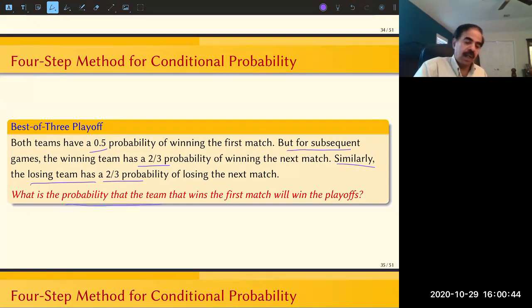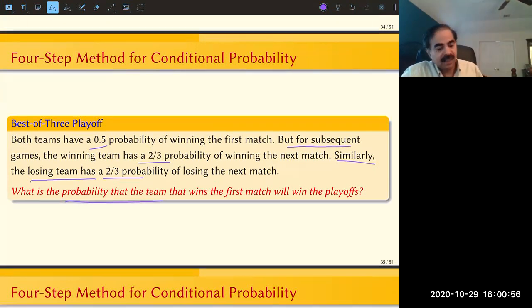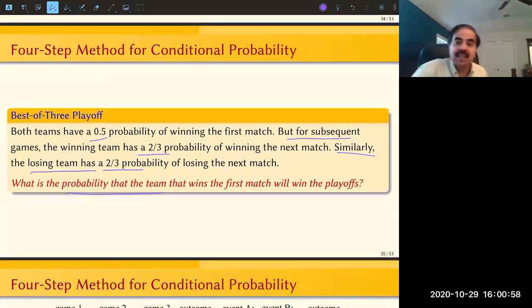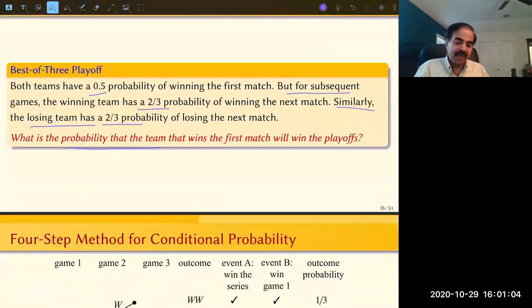So now we can ask the question: what is the probability that the team that wins the first match will win the playoffs? This is a question that, if you follow playoffs, is always asked: hey, our team won the first match, what is the likelihood that they will win the series?